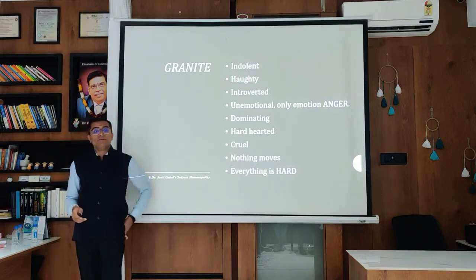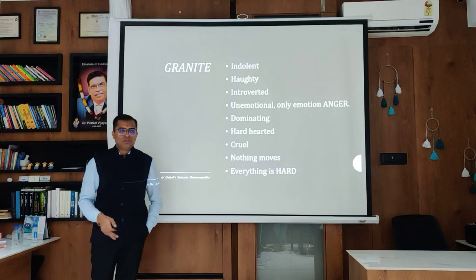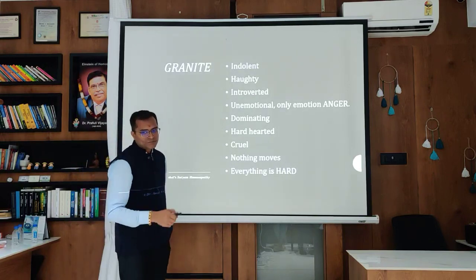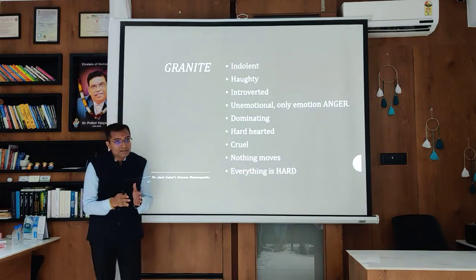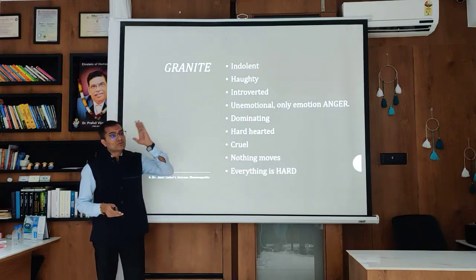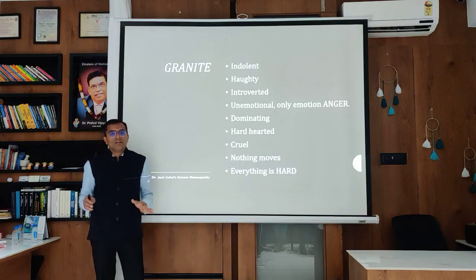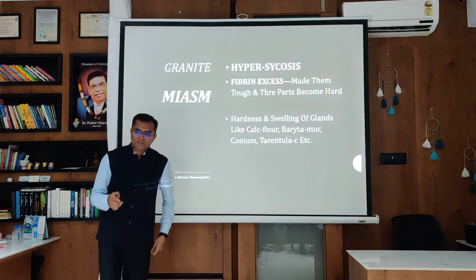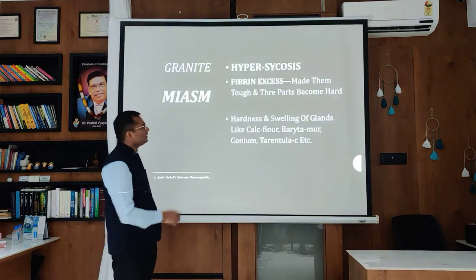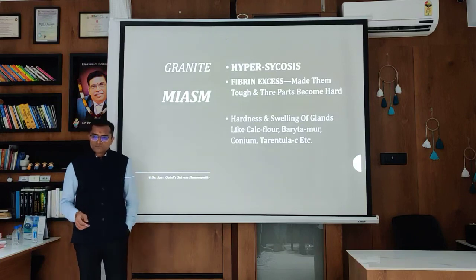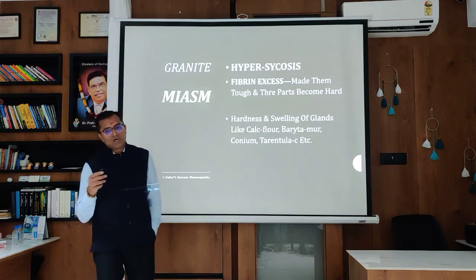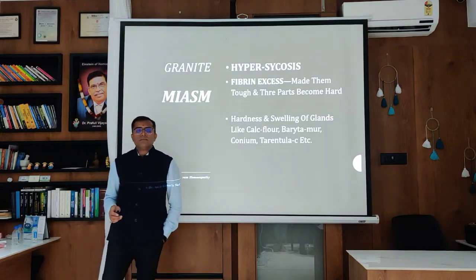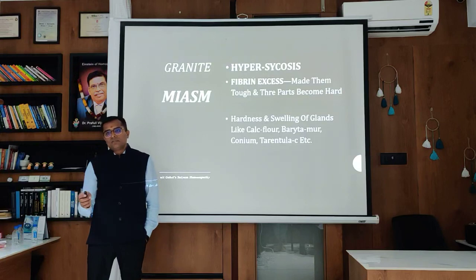Very dominating kind, hard-hearted persons, no feelings, very cruel, and nothing moves. Everything is hard. So granite is itself hard. So at the mental level there is so much hardness. The only emotion is anger, no attachment at all. Very haughty, dominating kind of personality. Miasm: hyperpsychosis. There is an excess of fibrin. So fibrin makes the parts tough, and that becomes so hard. So all the symptoms become harder. So what is that hardness?